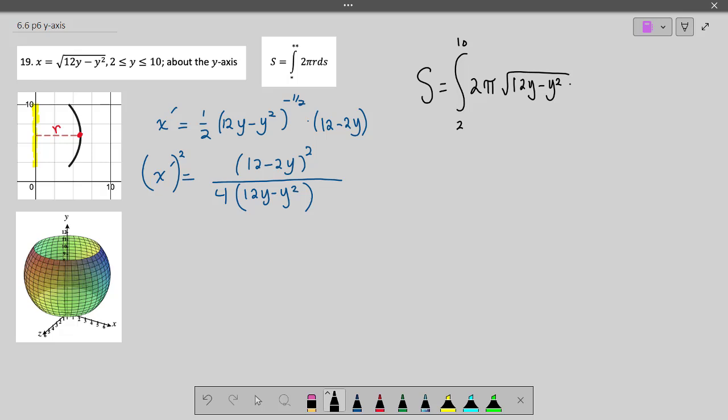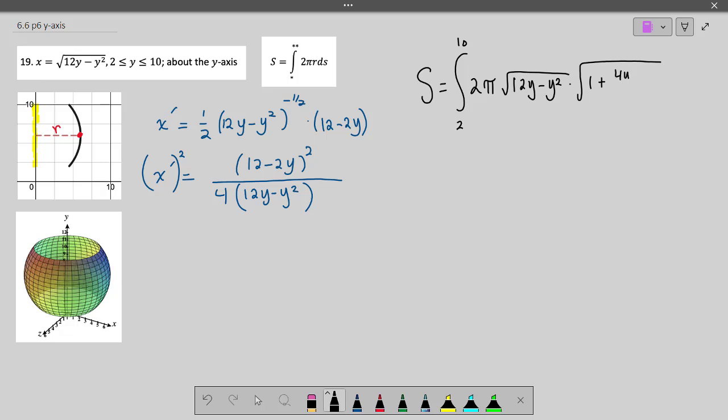So now we have to do the ds. We know that that's that big square root of 1 plus the derivative squared. We did square our derivative already. It's right here. And we are going to have to distribute this inside across here and then simplify what's in here. So we will need to FOIL this out. So let's do it now.